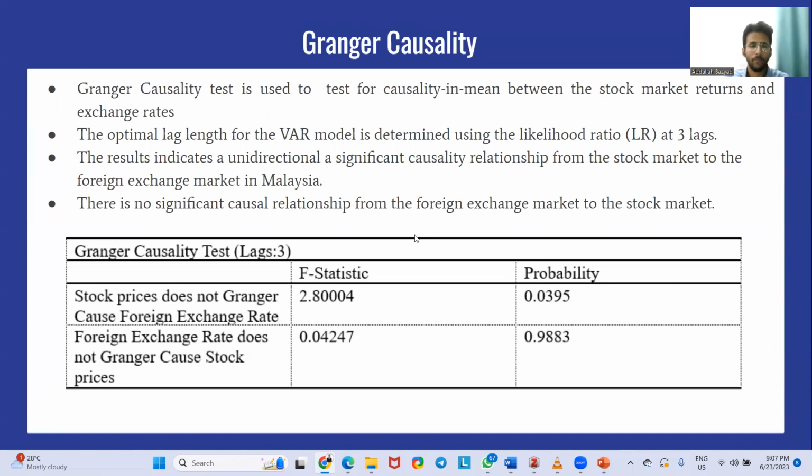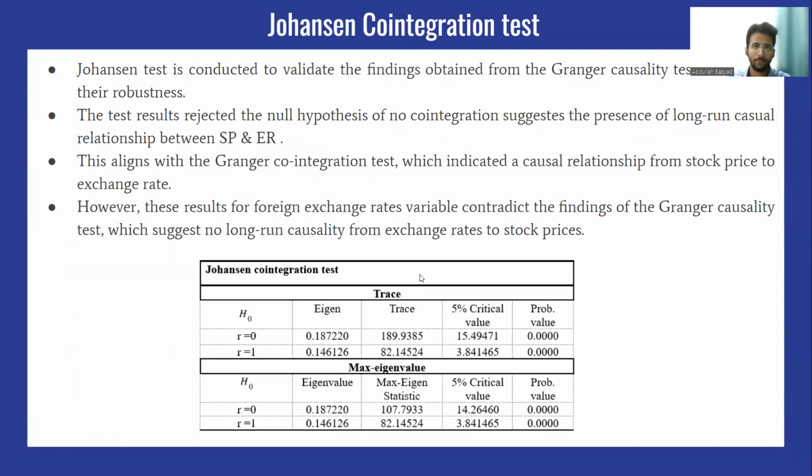And this is presented in the below table here, where we found that the probability of stock prices does not Granger cause exchange rates is 0.03, which results in rejecting the null hypothesis. We accept that stock price does Granger cause foreign exchange rates, and here we can see similarly that we fail to reject the null hypothesis that foreign exchange rates does not cause stock prices.